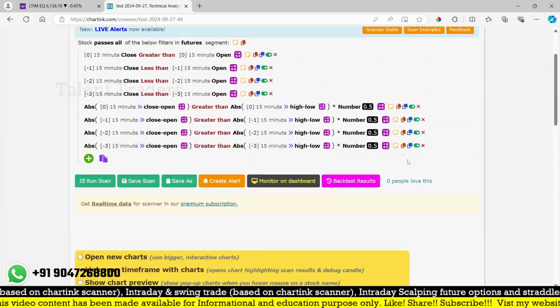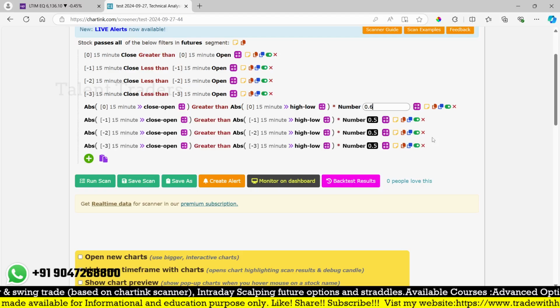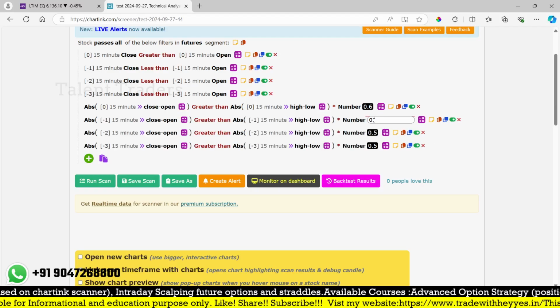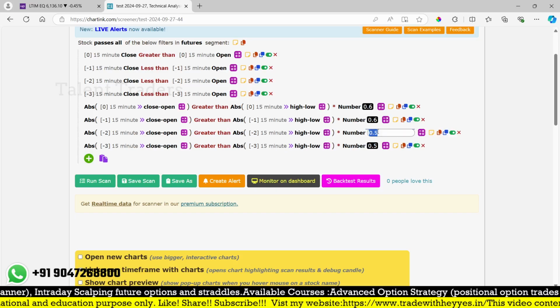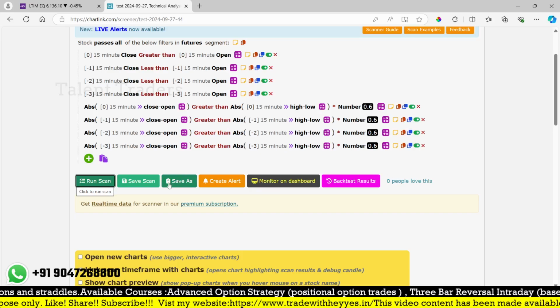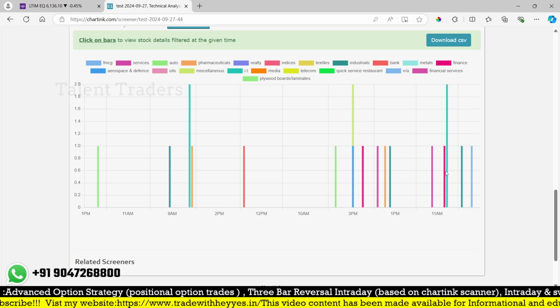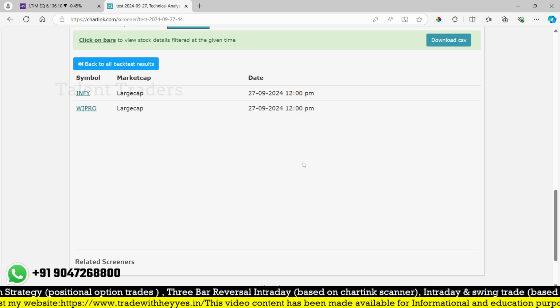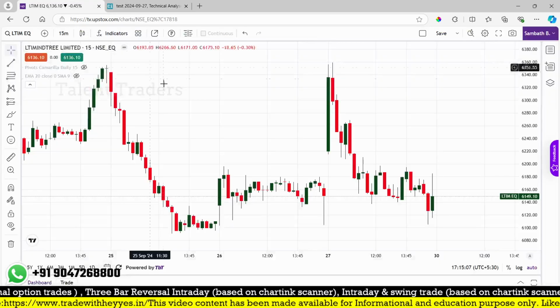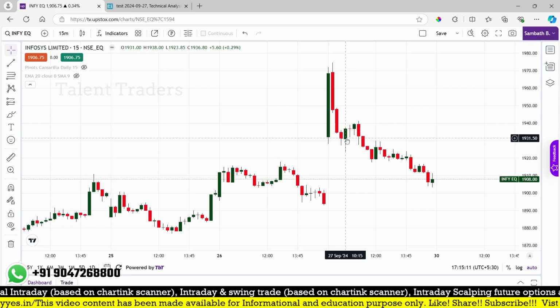But I suggest more than 0.6 is a good one, or 0.7 is even better. You can adjust after we share the scanners in our premium group, as per your need. But this is the normal one. Even at 0.7, 0.8, there is a very limited number of stocks. So reversal also, Infosys, 27/9, Wipro also will be there, 27/9.